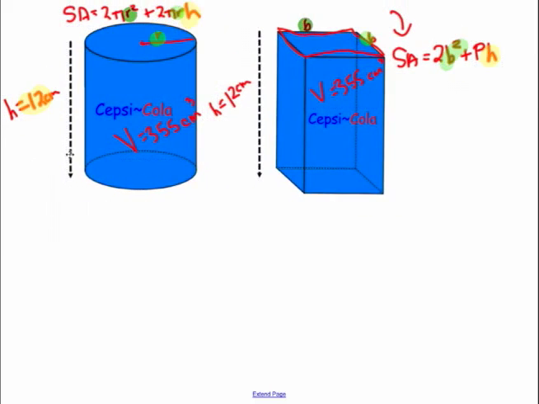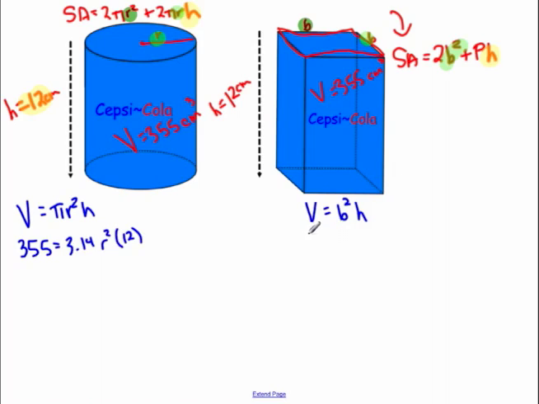Okay, so now we know volume. Volume for a cylinder is pi r squared height. The volume of this prism is area of the base, which is base squared times height. So we know the volume of both is 355. Pi is 3.14. Radius we're not sure of, but we know the height is 12. So we do the same thing here: 355. Base we're not sure of, but we know the height is 12.